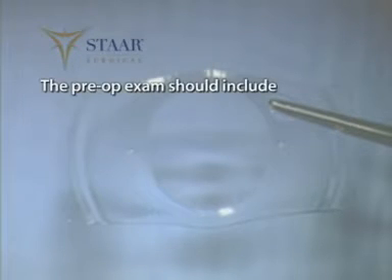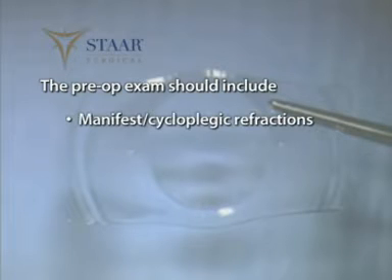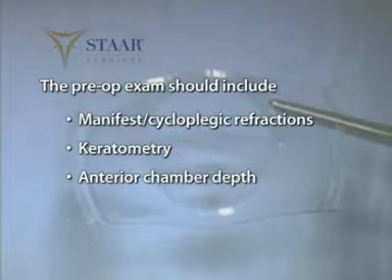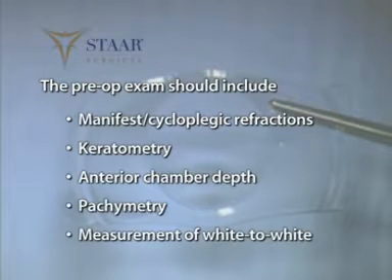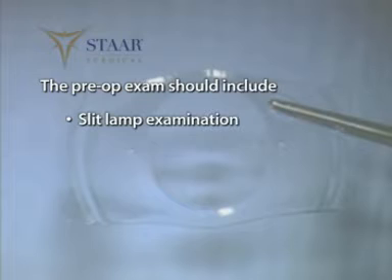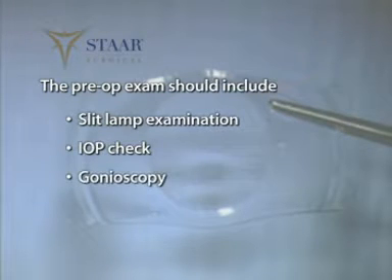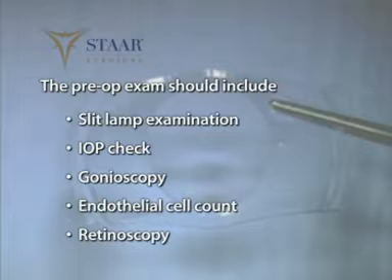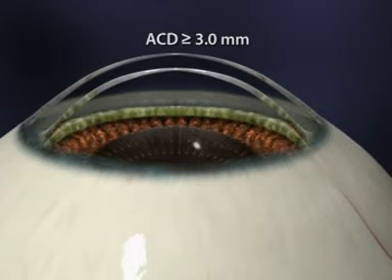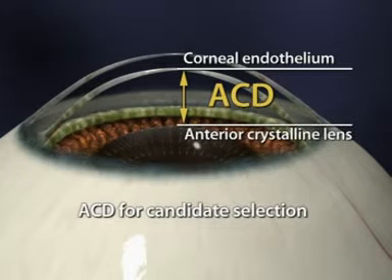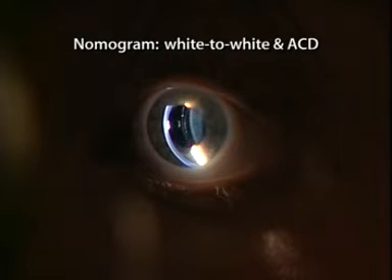The pre-op exam should include the following tests: manifest and cycloplegic refractions, keratometry, anterior chamber depth or ACD, pachymetry, measurement of white to white, slit lamp examination, IOP check, gonioscopy, endothelial cell count, and retinoscopy. A minimum ACD of 3 mm is required. For the purpose of candidate selection, the ACD is defined as the distance from the corneal endothelium to the anterior lens capsule. To determine the ICL length, a nomogram using a combination of white to white and ACD is utilized.